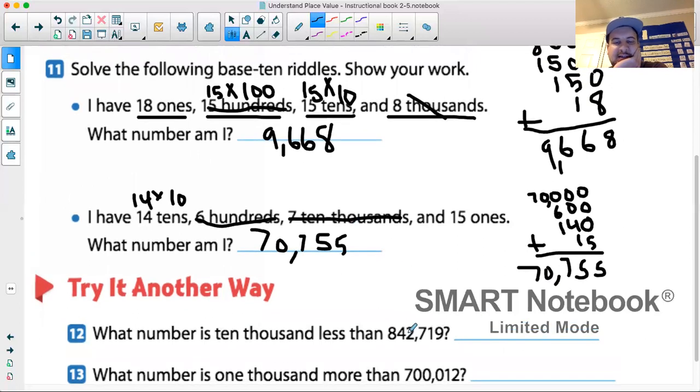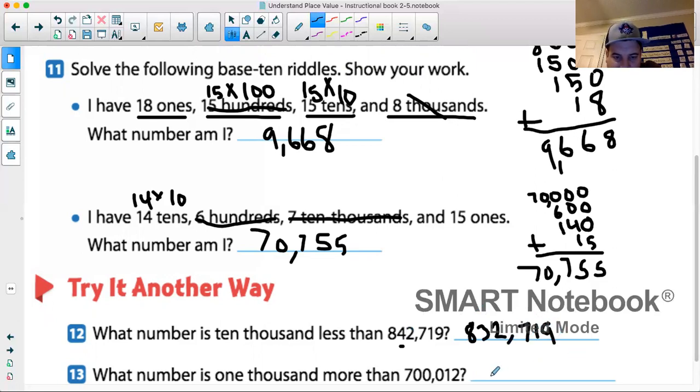What number is in the 10,000s place? 4. Oh, okay. What number is 10,000 less than this? Okay. Learn to read. 800 less than. So a digit less than 4. 3. So 832,719.